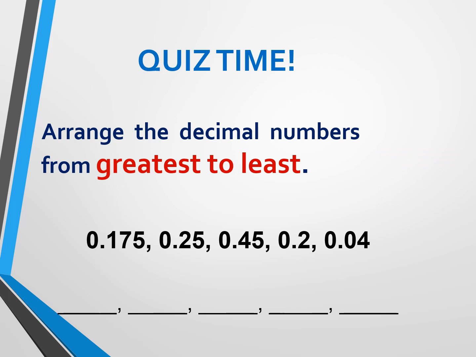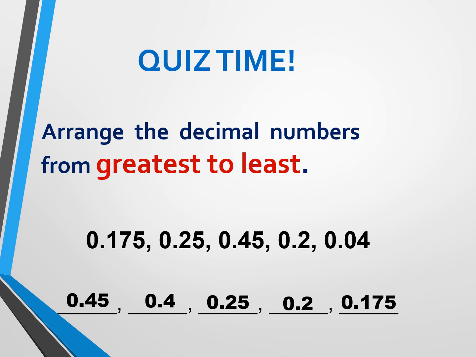Okay, time's up. So we are going to see which is the greatest number going to the least. So the greatest number is 45 hundredths, followed by 4 tenths, followed by 25 hundredths, followed by 2 tenths, and the smallest among them is 175 thousandths. Did you get it right?